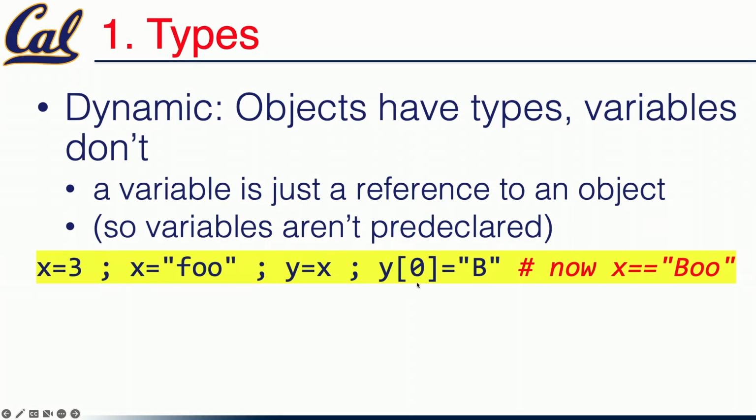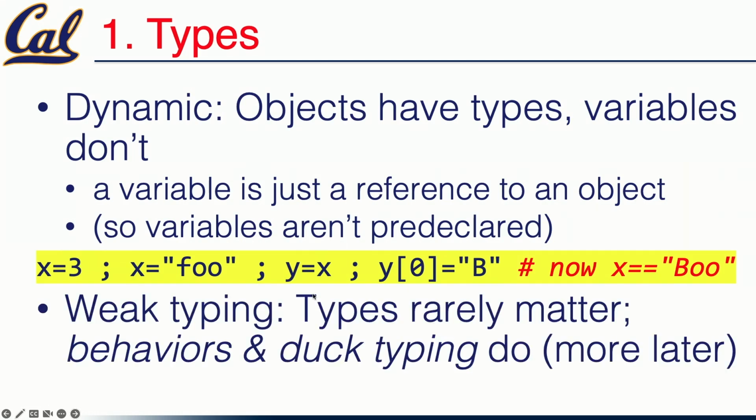If I set the 0th character of Y to something else, what I've really done is change the underlying object. So the value of X is now the same thing as the value of Y, right? Because X and Y are really just handles to the same thing.